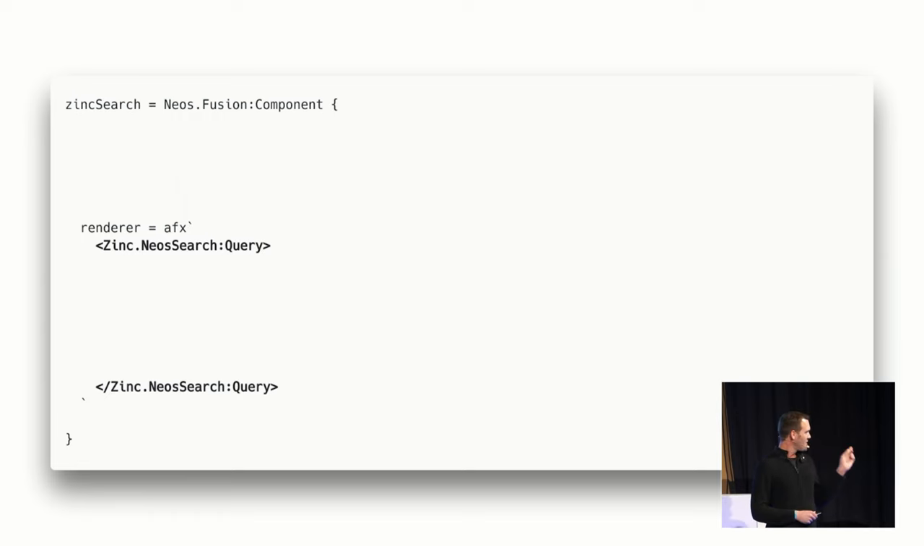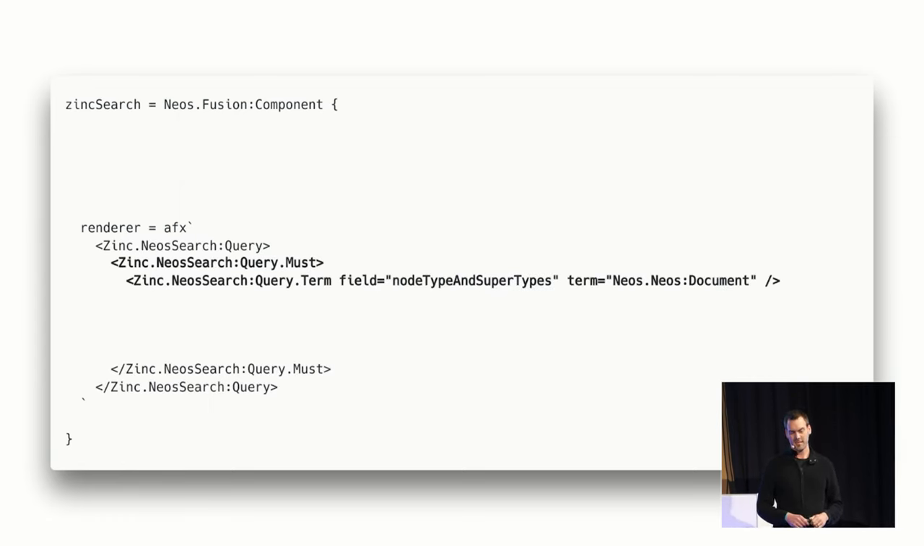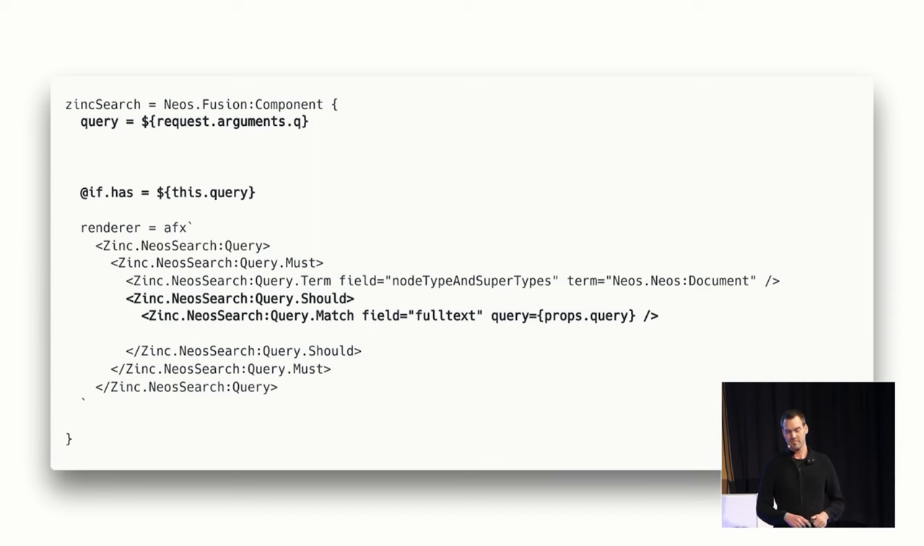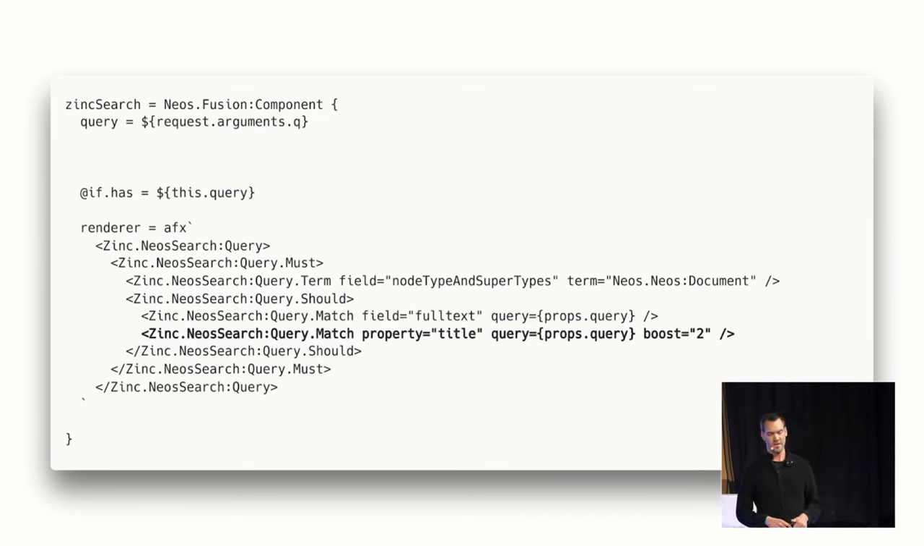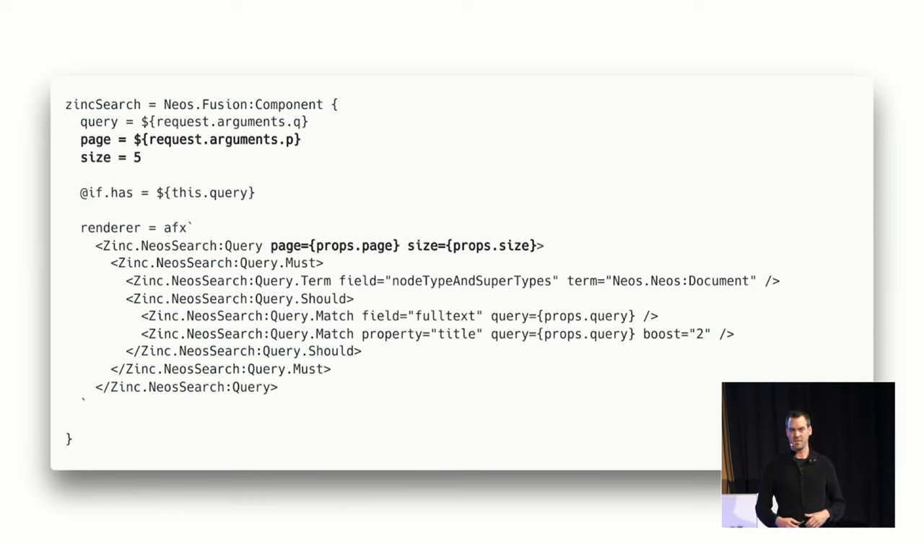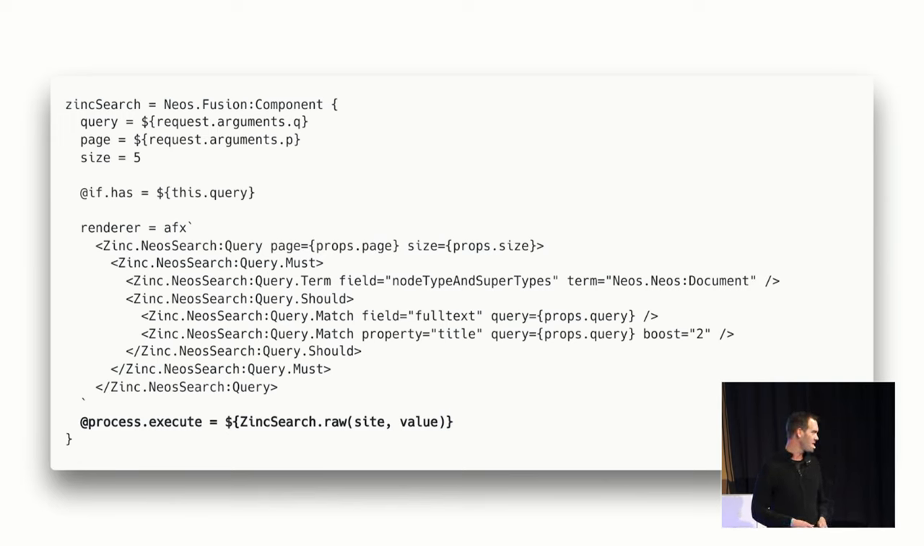So I created some node additions to create queries with AFX. We can add a must term. Add a should match. Maybe we should add another search, and if it's found in a title, we boost it. We add simple pagination and execute that. Looks much more readable, I think. And basically, it just renders JSON. Would work also for Elasticsearch itself.